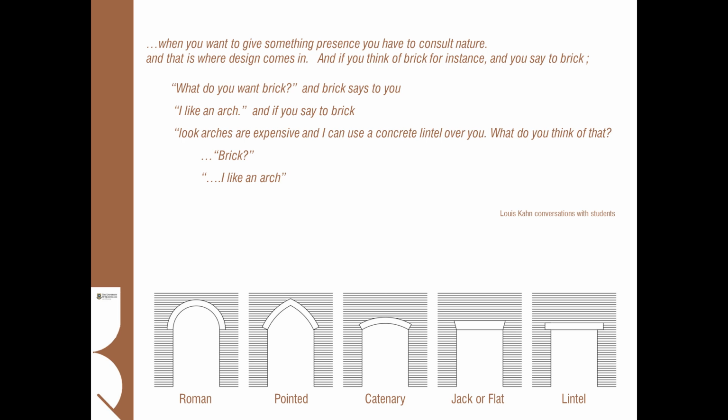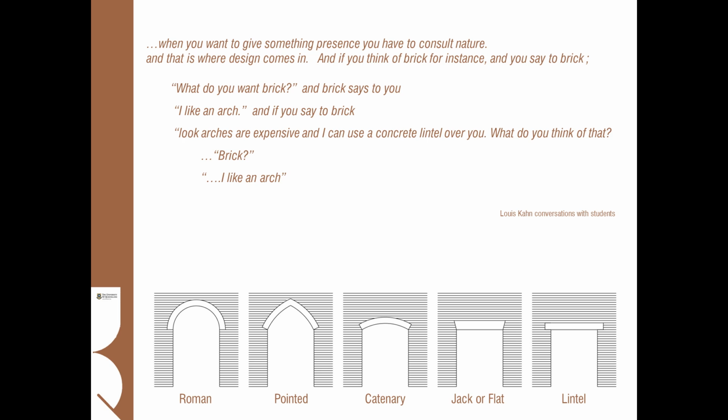And you come back to the brick and say, well, look, arches are expensive, but I can use a concrete lintel. And yes, it does address the technical issue of working with a compression structure like brick, but it's not the intrinsic character of it. And so the brick comes back and says, I like an arch. So it is the character of the brick, and a lot of the structure types that come out of it are based in that transfer of load in the most efficient way, avoiding as much tension as possible.